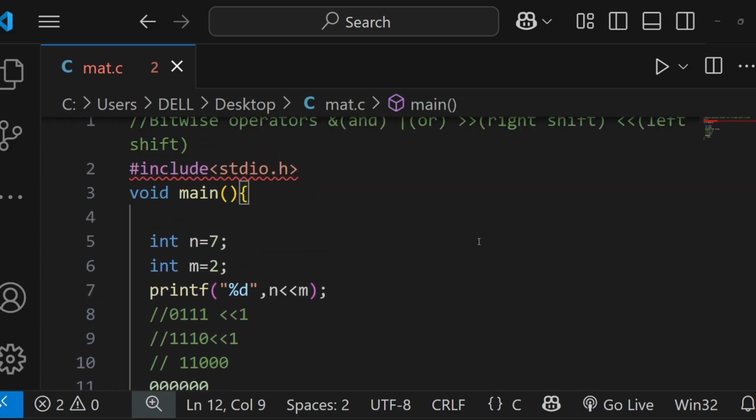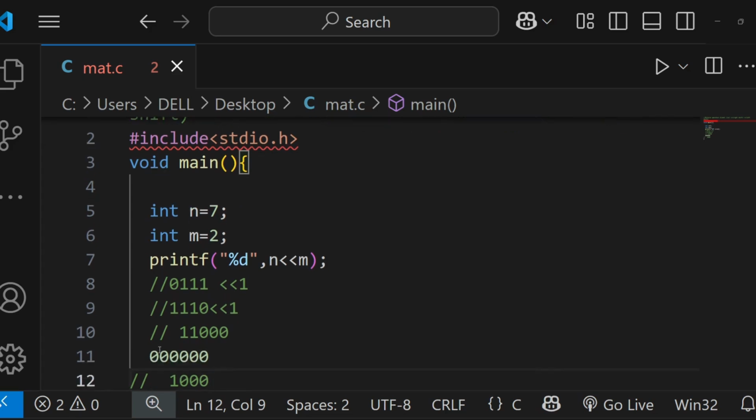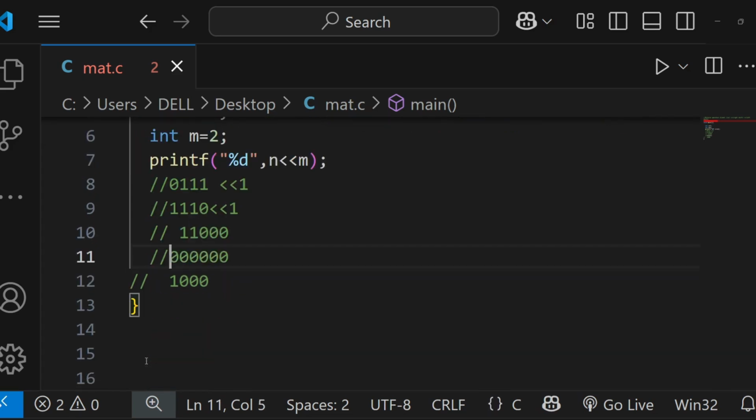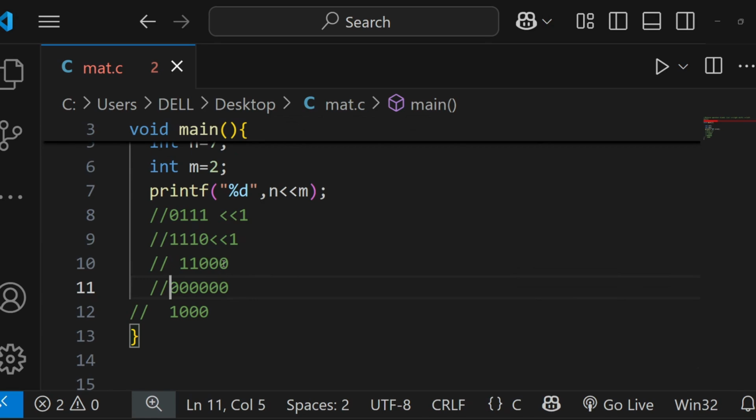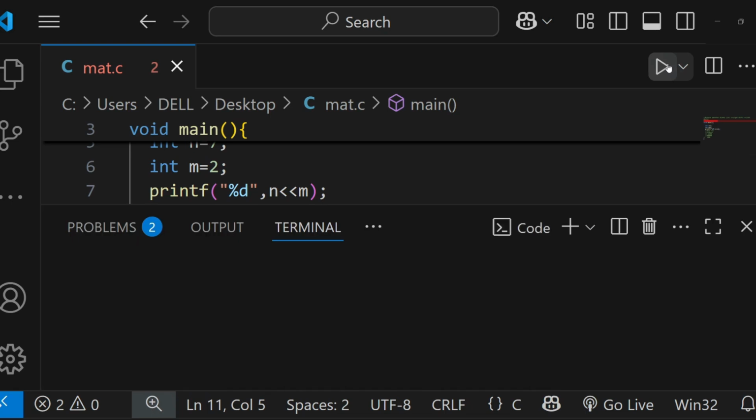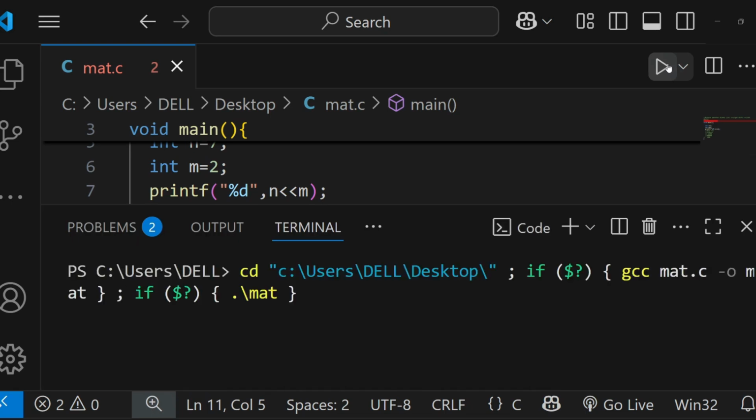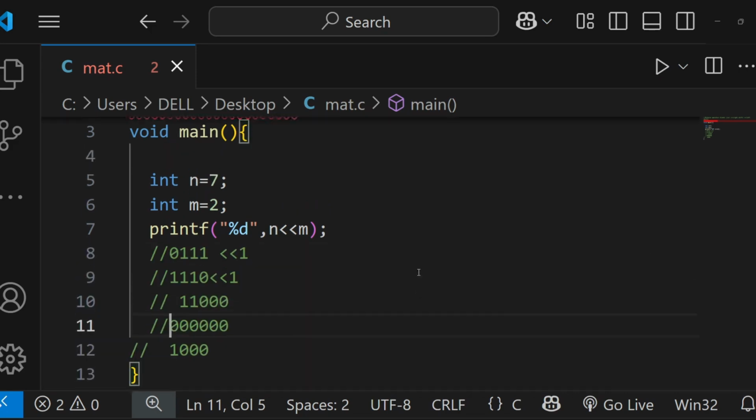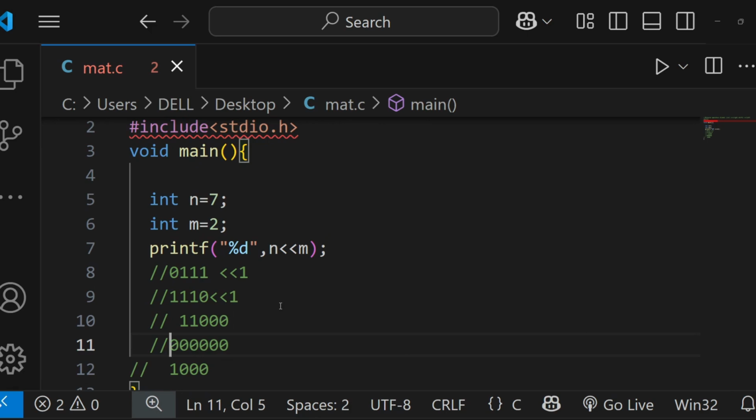Now if I try to run the code again, this is enabled: this is 16, this is 8. 16 plus 8 is what? The given value is there. I think it is giving the same value.